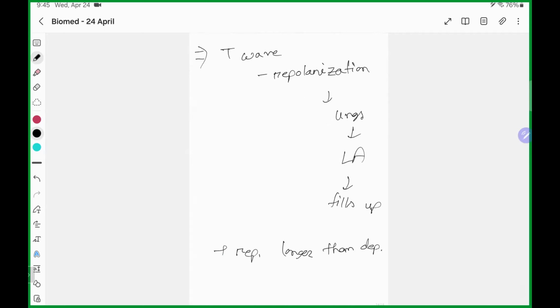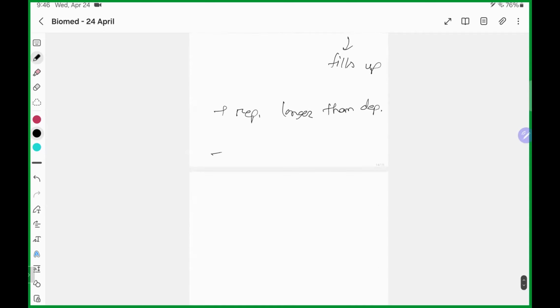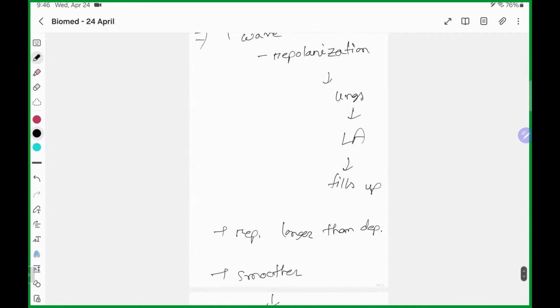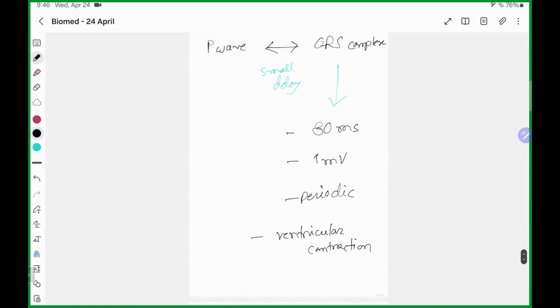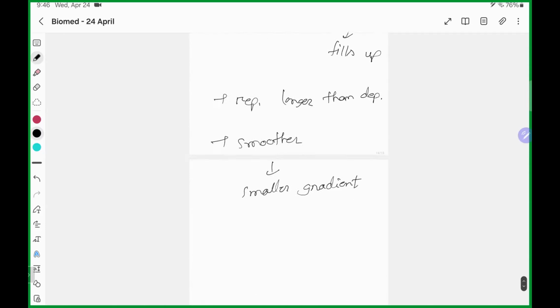So this is more smoother. Smoother means there is a smaller gradient. You see this one, this is a very fast rise. But this is much smoother, so the gradient is smaller. This has a very large gradient compared to this one. This is a large gradient, this is a smaller gradient. So this is one type of measurement that you can do in analyzing the signal.